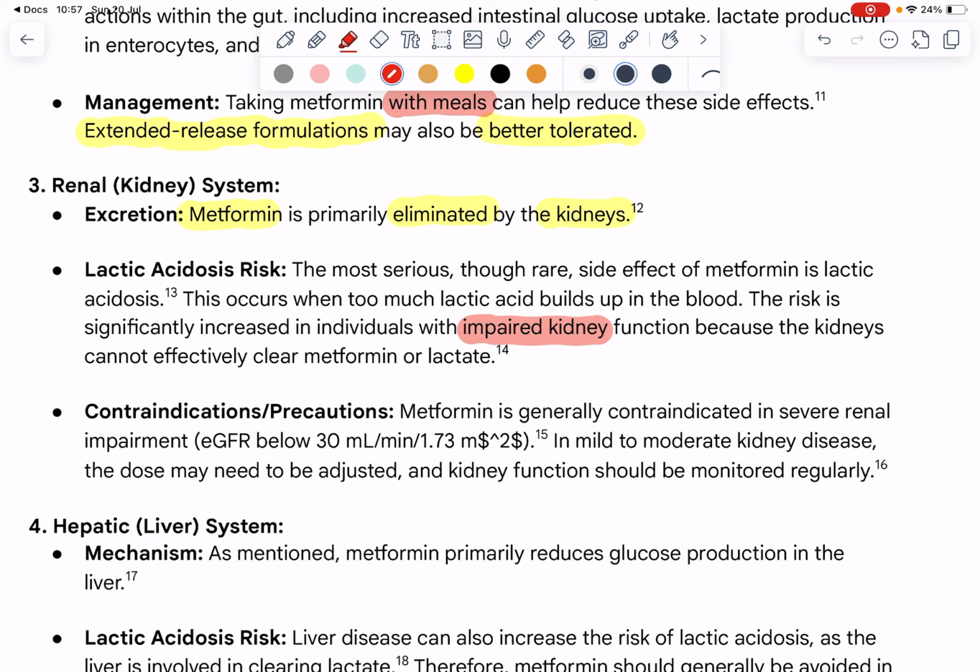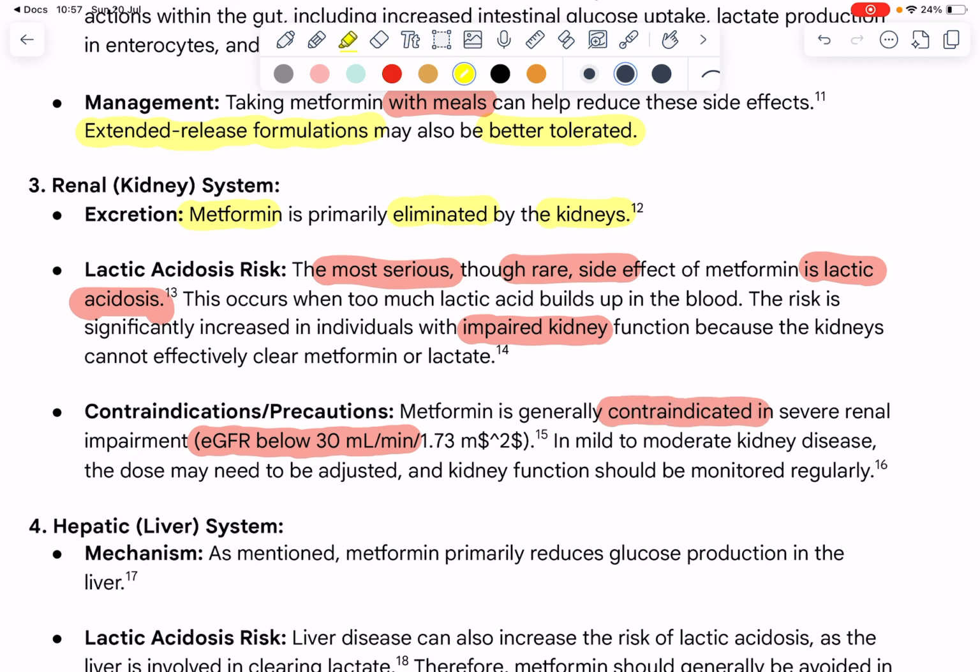Whenever there is an impaired kidney, metformin will not be eliminated through the kidney, and metformin levels will build up, and it can lead to increased risk of lactic acidosis. Lactic acidosis is a very rare side effect, but it is most serious, so you need to be very careful in case of renal impairment patients. When do we say that metformin is contraindicated in renal impairment? If the eGFR is below 30 ml per minute, metformin is contraindicated.